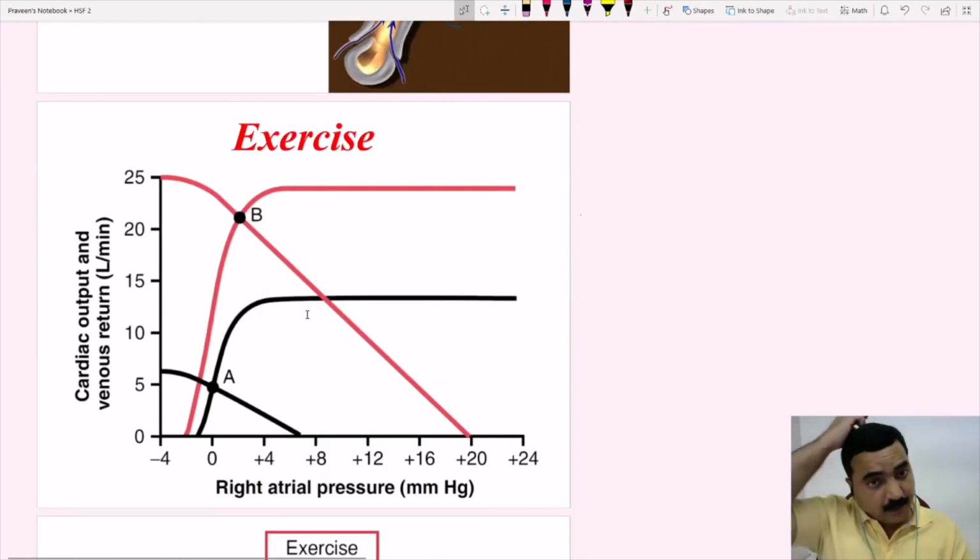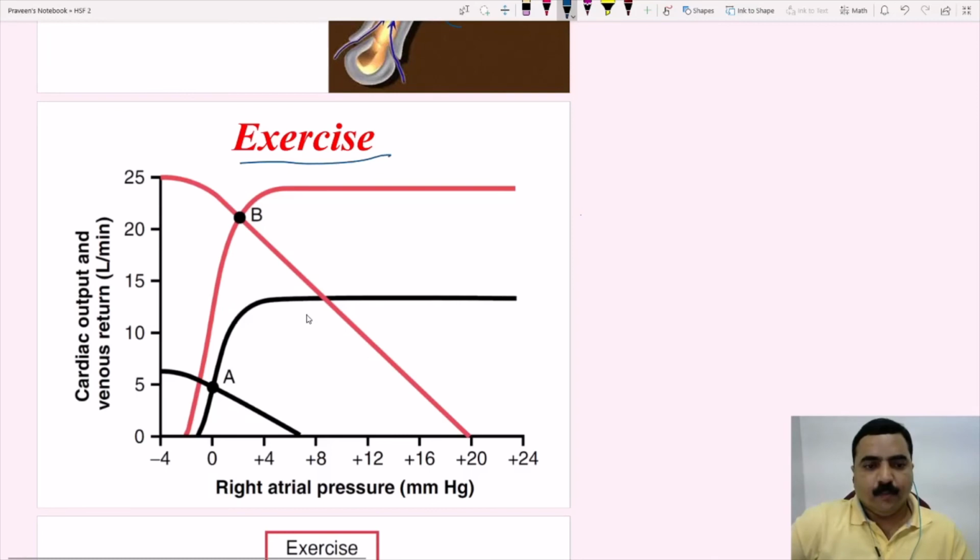Okay, so that is the exercise physiology. What happens in the exercise physiology? What happens to the cardiac output and the venous return? You can see very clearly over here. The A point is the resting point, where the right atrial pressure is 0 and the cardiac output and the venous return is 5. This is the mean systemic filling pressure, which is 7.